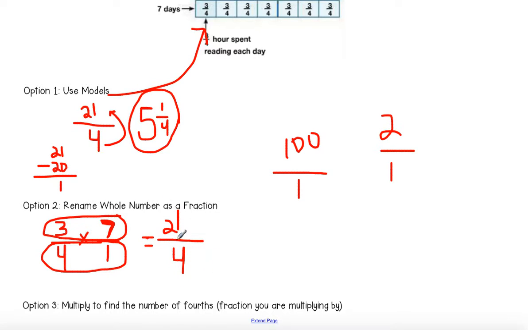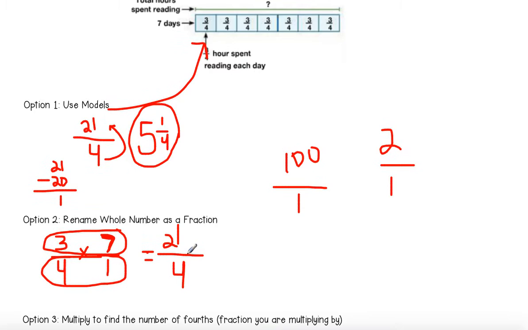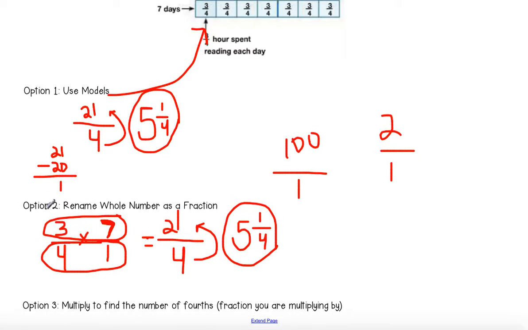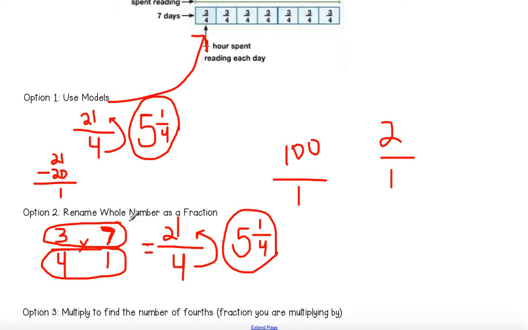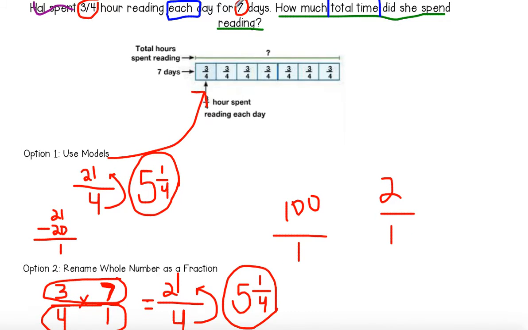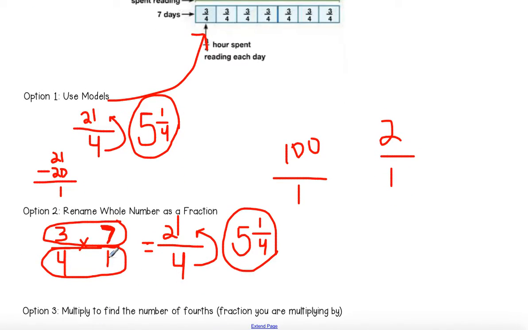So now again, I have my improper fraction of 21/4, and I need to change that into a proper mixed number. I know that 4 goes into 21 5 times without going over because 5 times 4 is 20. 21 minus 20 is 1, and I have 1/4 left over, which is the same answer that I got when I used models. So that's your second option, is to rename your whole number as a fraction. I just took my whole number of 7 from up here and put it over a 1.